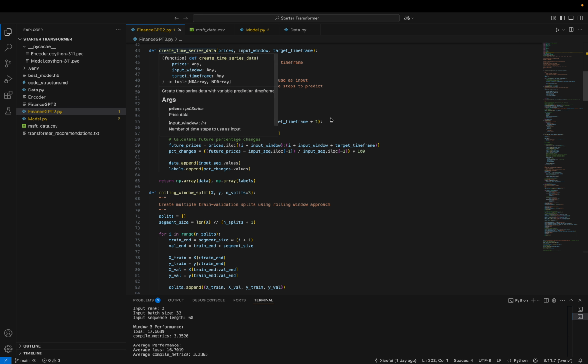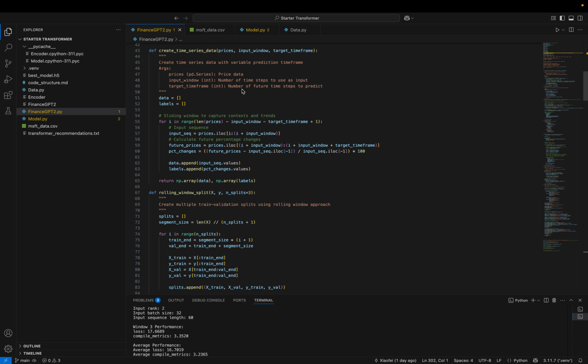So this creates time series data. We're using a sliding window. So basically my input window is 60 and my target time frame is 20. It uses 60 values from the input and uses the last value of that to predict the next 20 percentage changes. And basically a sliding window is better than going time step to time step, because it can capture larger patterns.